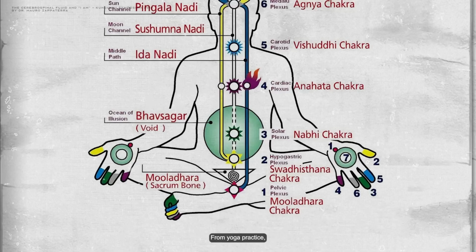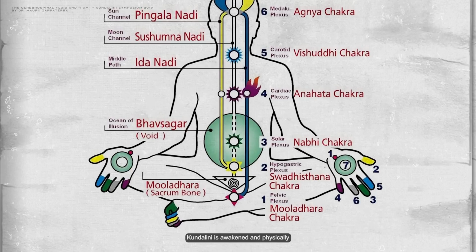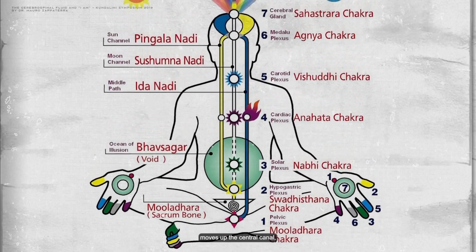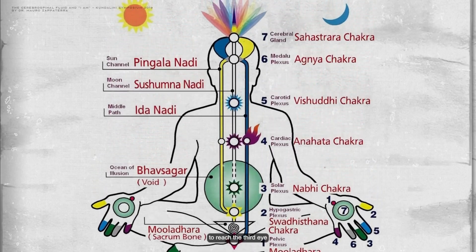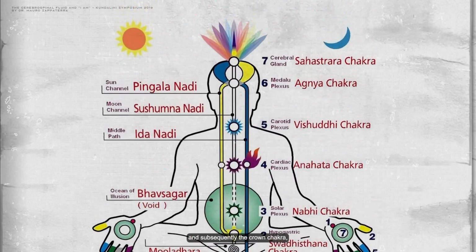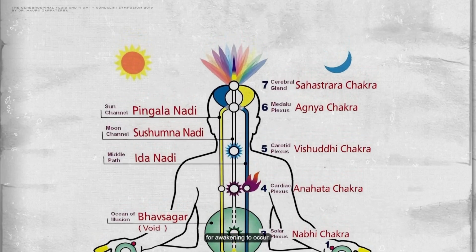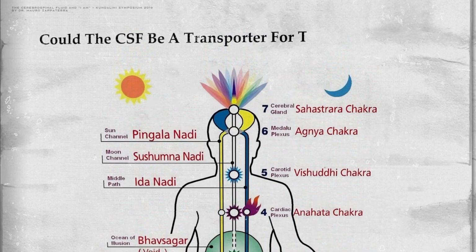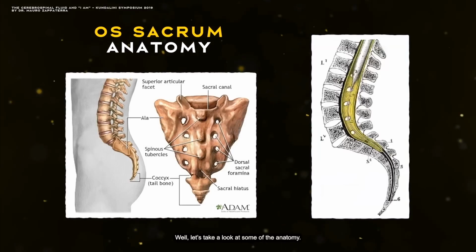From yogic practice, Kundalini is awakened and physically moves up a central canal, the Sushumna, to reach the third eye and subsequently the crown chakra for awakening to occur. Could the CSF be a transporter for this primal energy? Well, let's take a look at some of the anatomy.